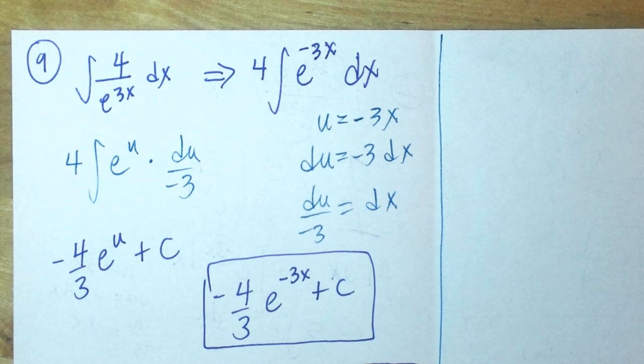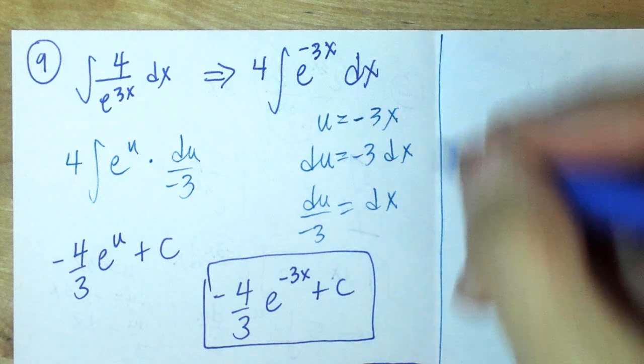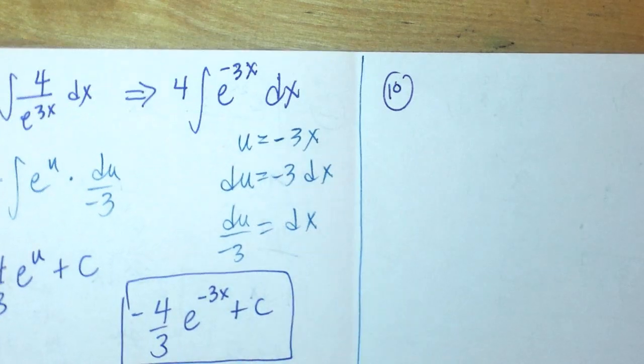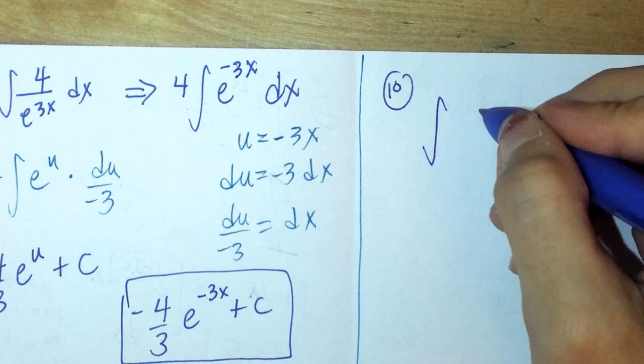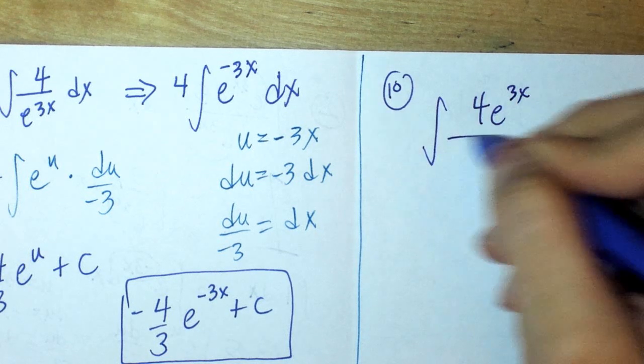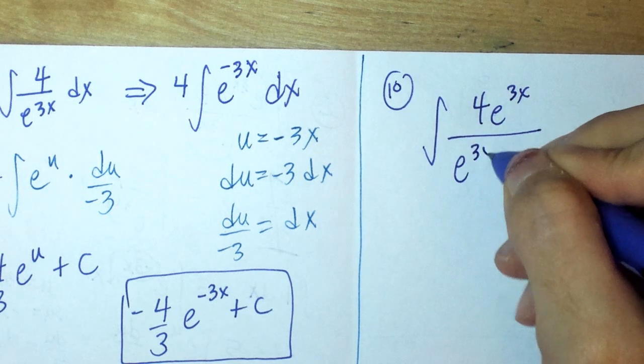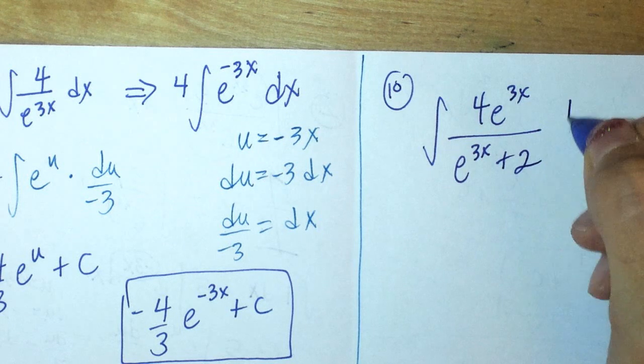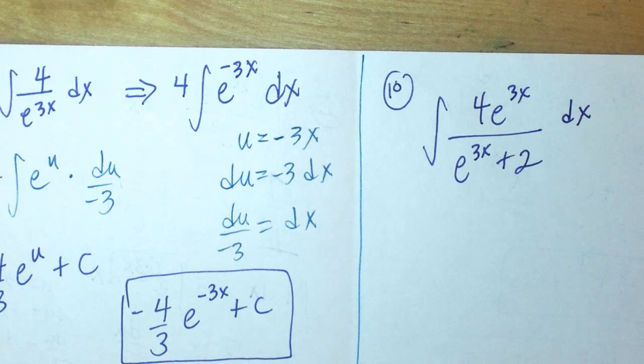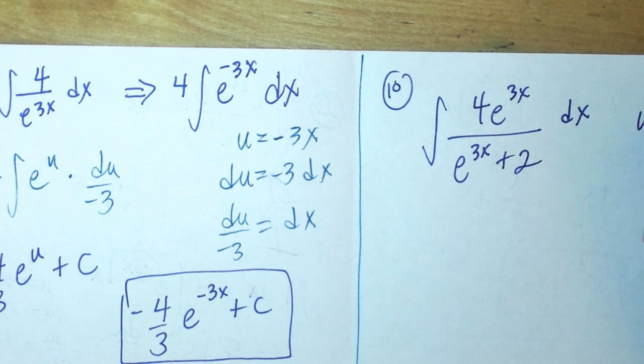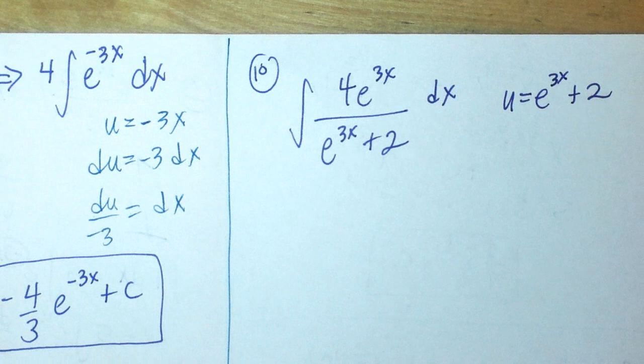A lot of times, guys, usually when you have these quotient rules, it's your whole denominator. Now, sometimes it's not. Like number 3, it wasn't your whole denominator. It was ln of x. But you usually want something to cancel. So look at number 10. This one's the integral of 4e to the 3x divided by e to the 3x plus 2. I'm going to set my u to be the denominator. Now watch what happens.